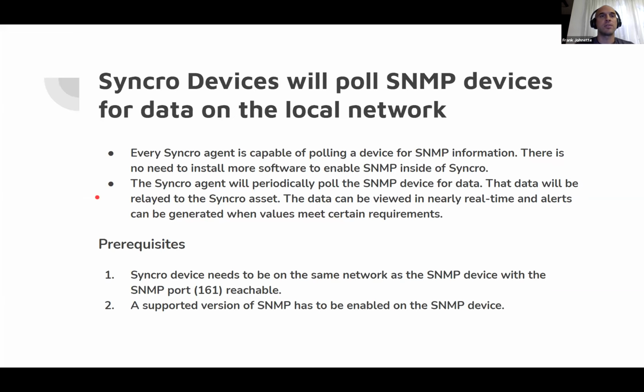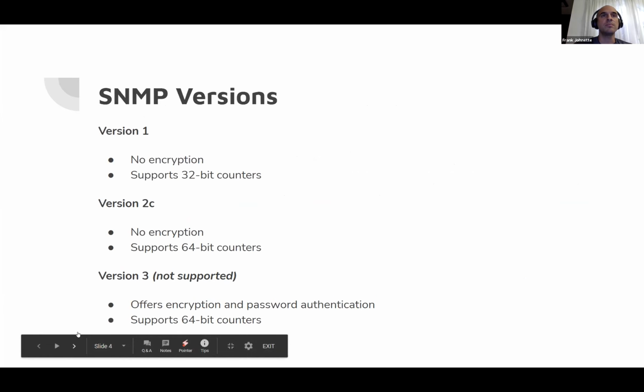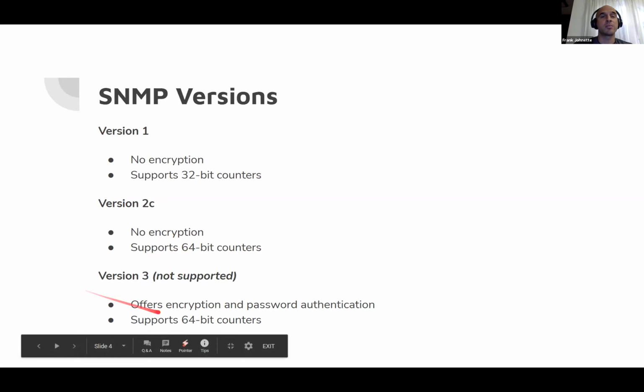In order to get this done, your prerequisites are a Syncro device needs to be on the same network as an SNMP device, port 161, which is the normal SNMP port, needs to be reachable, and a supported version of SNMP has to be enabled and working on the SNMP device. There are a few versions: 1, 2, and 3. Versions 1 and 2 have no encryption. Version 2 supports 64-bit counters, some bigger numbers. Version 3 does support encryption and password authentication, but we do not support version 3 at this time.